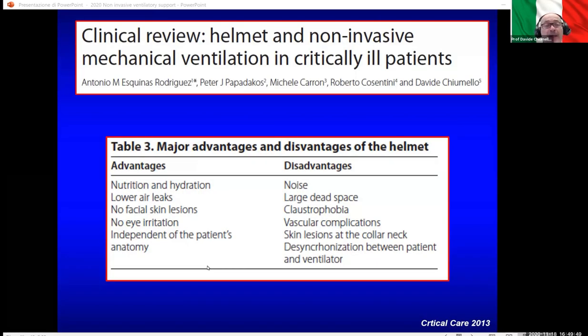With a helmet, we can have several advantages compared to the mask. For example, the patient can receive normal hydration, can present a lower amount of leak, can avoid facial skin lesions, and the helmet is independent of the patient anatomy. Regarding the disadvantages, of course, are the noise, the large dead space, the claustrophobia, and with the helmet, we don't have any ventilator monitoring, such as the tidal volume. We can monitor only the respiratory rate.